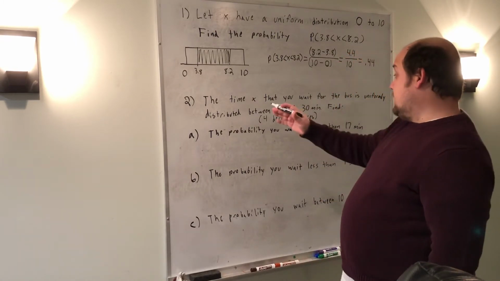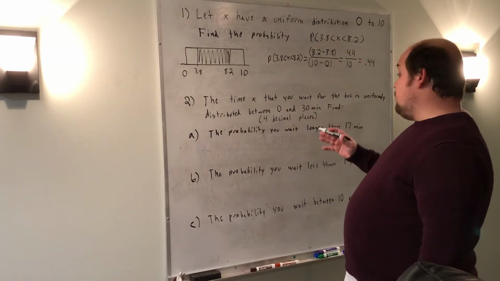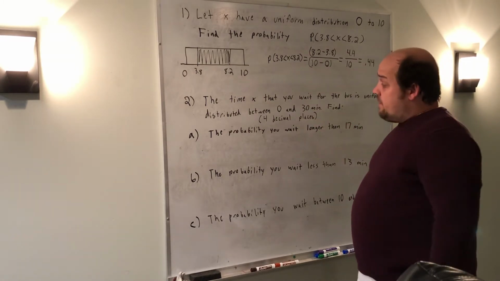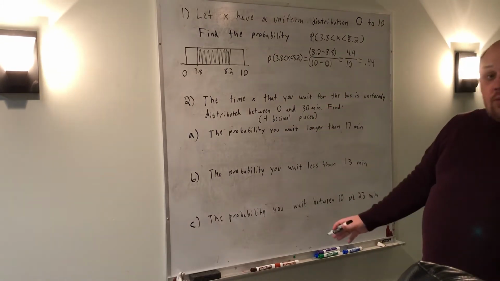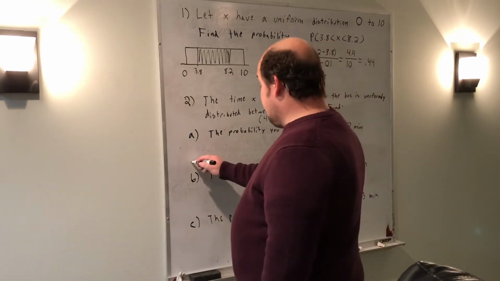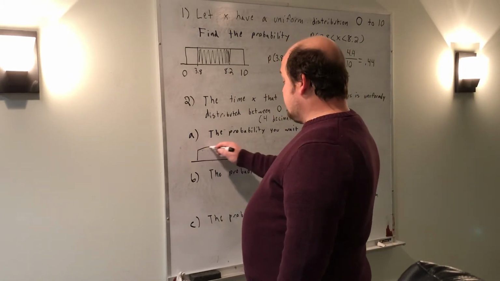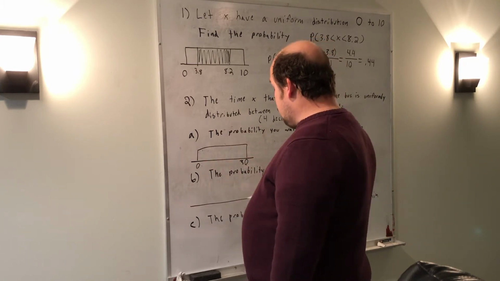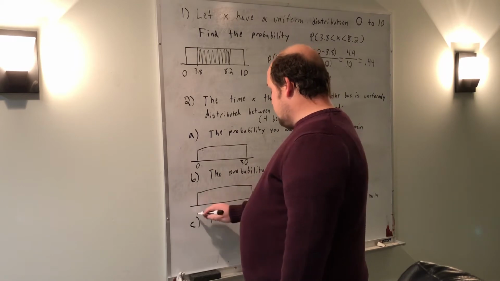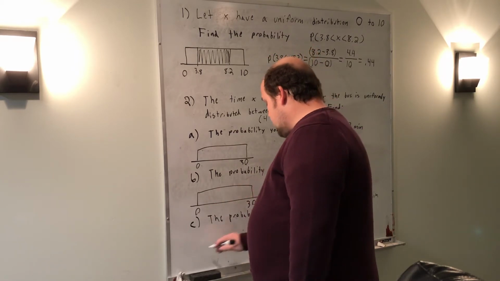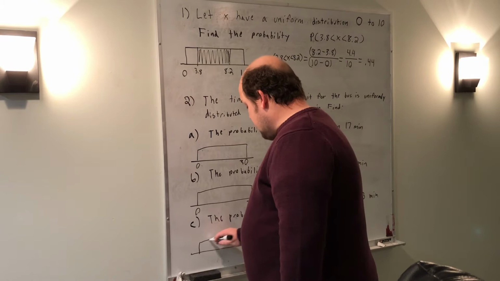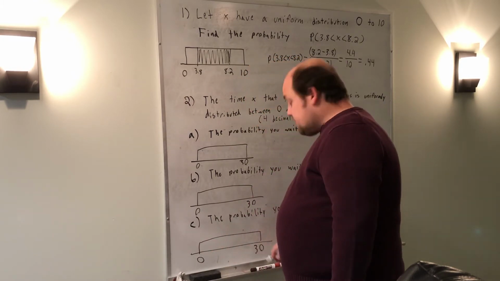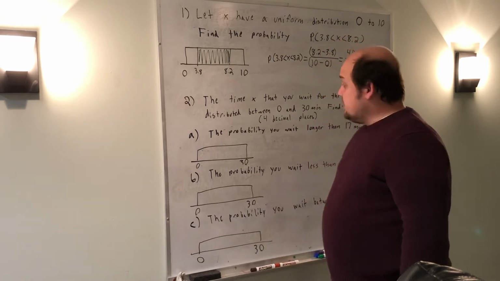So it says the time x that you wait for the bus is uniformly distributed between 0 and 30. Find to 4 decimal places the following things. So for all 3 of these question parts, I'm going to have the same sample space, a box that starts at 0 and goes to 30. So I'm going to draw it in for each of the 3 parts, 0 to 30. What I then need to do is look at the individual probability questions and ask myself what part of this box needs to be shaded.